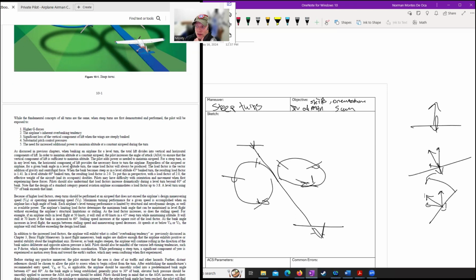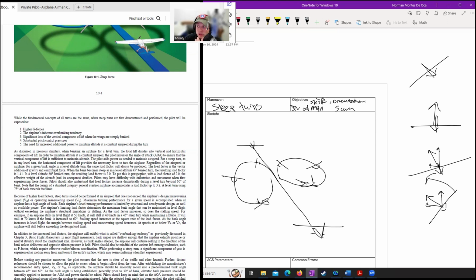Regardless of the airspeed or airplane, for a given bank angle in a level altitude turn, the same load factor will always be produced. The load factor is the vector addition of gravity and centrifugal force. When the bank becomes steep, as in a level altitude 45-degree bank turn, the resulting load factor is 1.41. That means you're going to be feeling 1.4 Gs. In a level altitude 60-degree bank turn, the resulting load factor is 2. So at 60 degrees of bank, you're going to be pulling 2 Gs like Maverick in Top Gun.